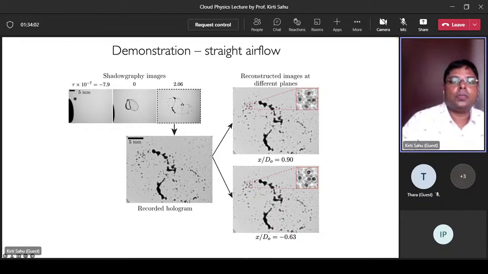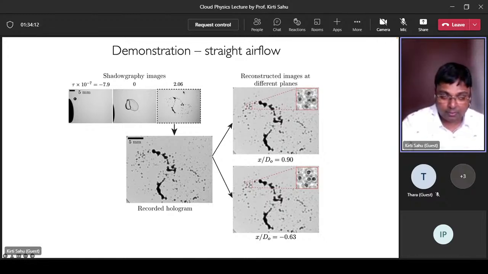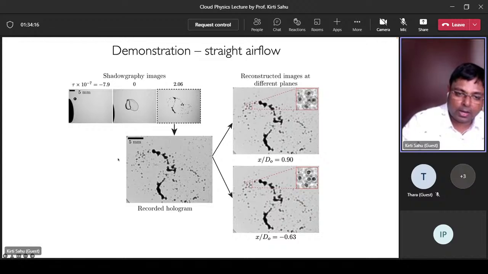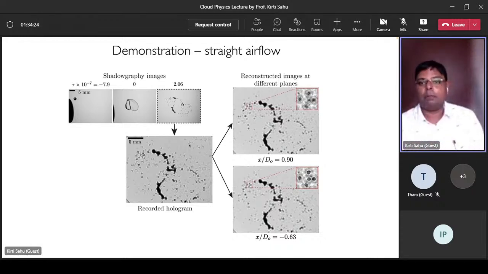So this is a demonstration in a straight flow, of course. So a droplet from this bag and then it fragments out, and from this fragmentation photograph image, one can record a hologram which will look like this. And now if we change the focal length, one can get the droplets.